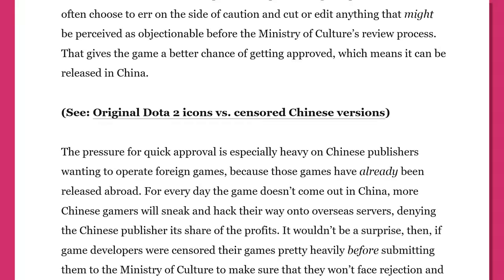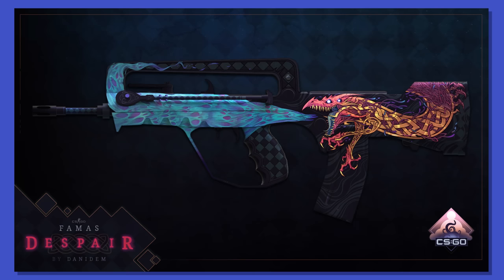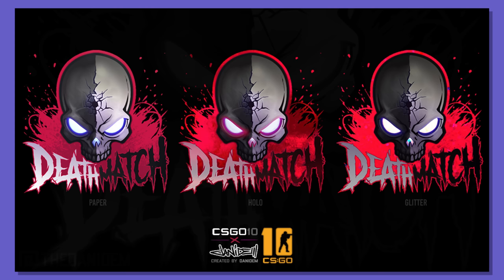So they're not forced to do this, and there has been plenty of media with skeletons in them that has made it to China. It's just more logical for them to do it themselves than getting rejected and being forced to do so. As a result, skin makers for CSGO have to replace all those designs just for China. So skulls get turned into gas masks, demons and ghosts, and blood might get turned into toxic sludge. Here's a few examples of that by the artist Danidem.